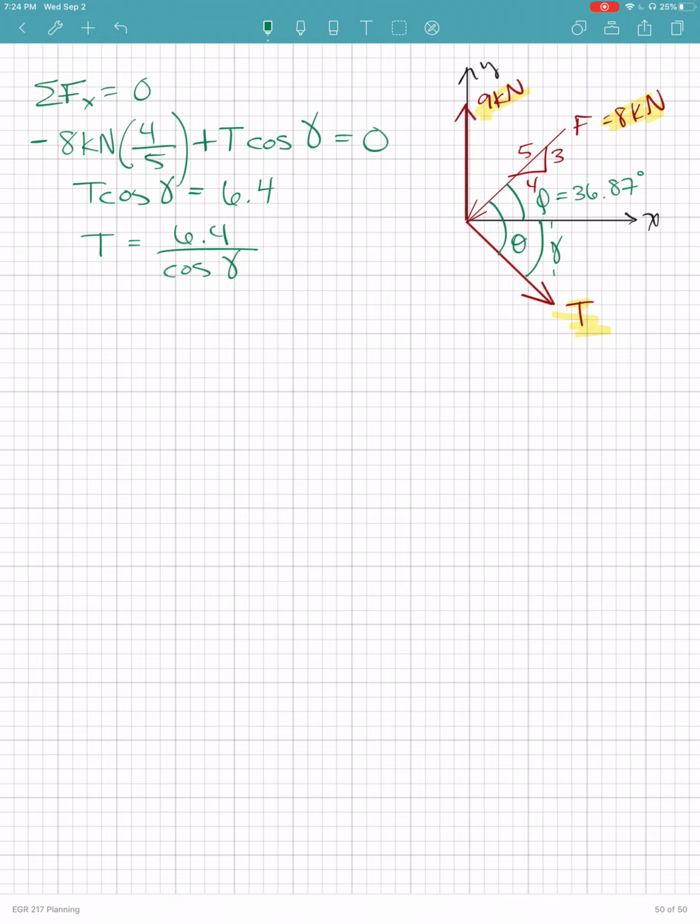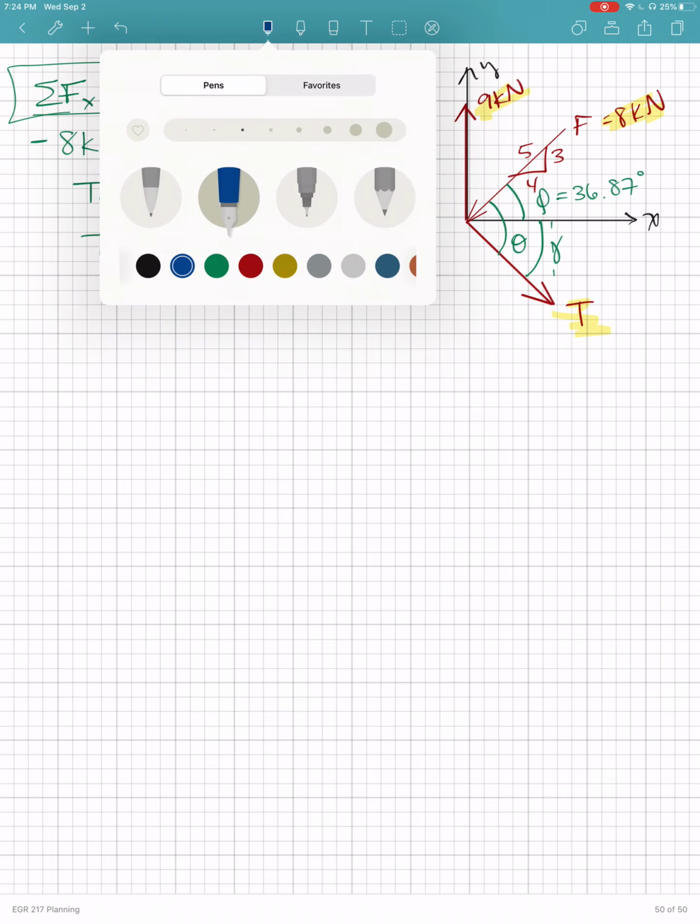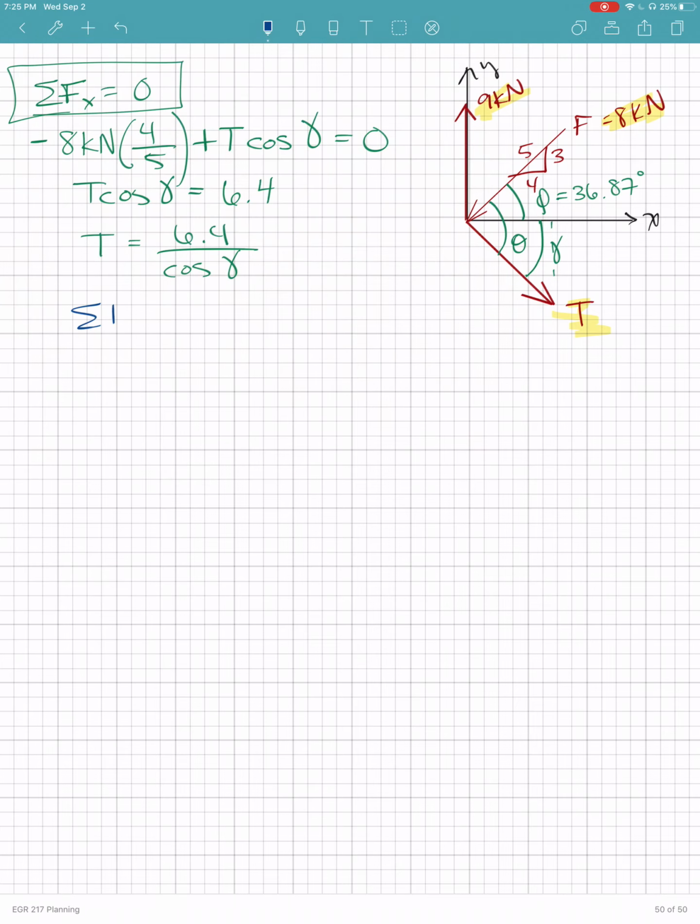So we've got two unknowns in that equation. Fortunately, we have two equations, right? We have the sum of forces in X equals 0. We also can do the sum of the forces in the Y direction equal to 0. So that's our other equation. And that one will also have two unknowns, so we should be good and should be able to solve it.